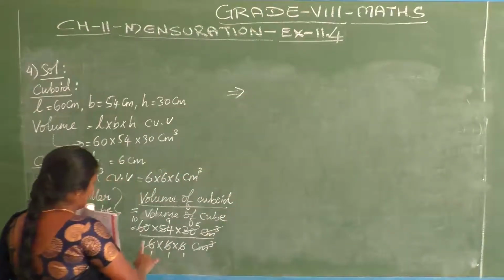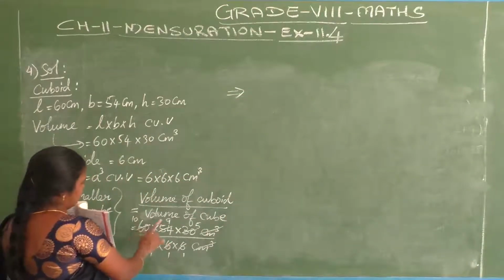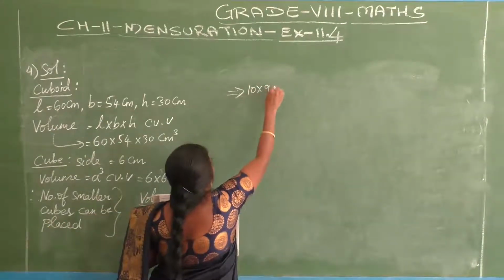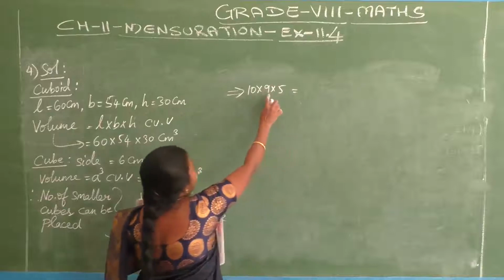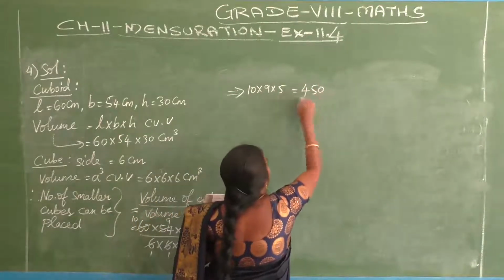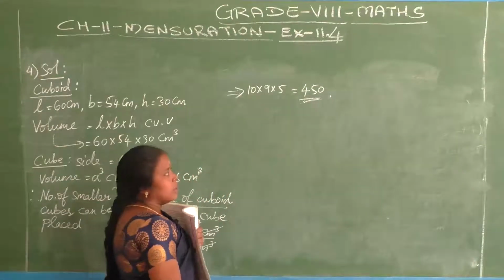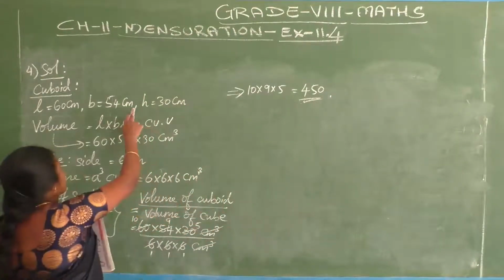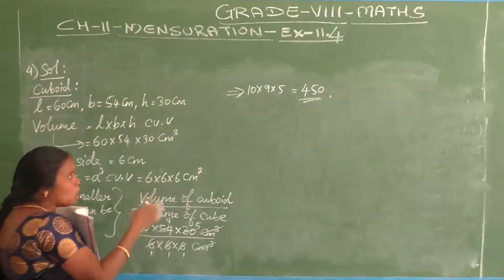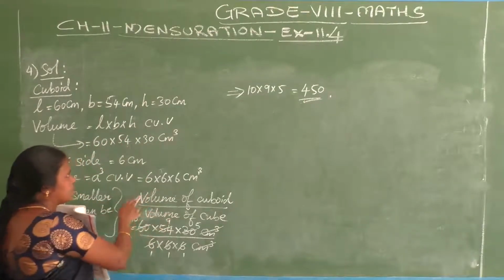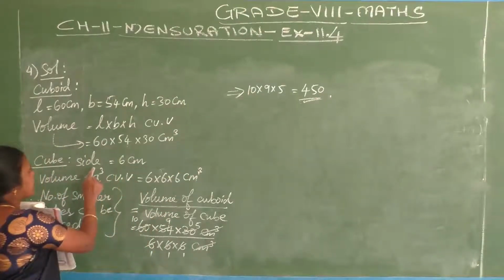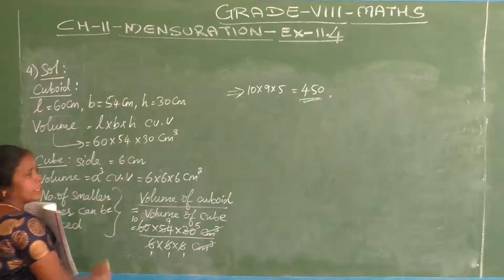That means which is the remainder? In the numerator we have 10, 9, 5. So 10 into 9 into 5. 10 into 9 is 90, 9 5s are 45, so 45 into 10 is 450. So we conclude that in the given cuboidal box with these measurements, how many smaller cubes can be placed means 450 smaller cubes with side 6 centimeter each.